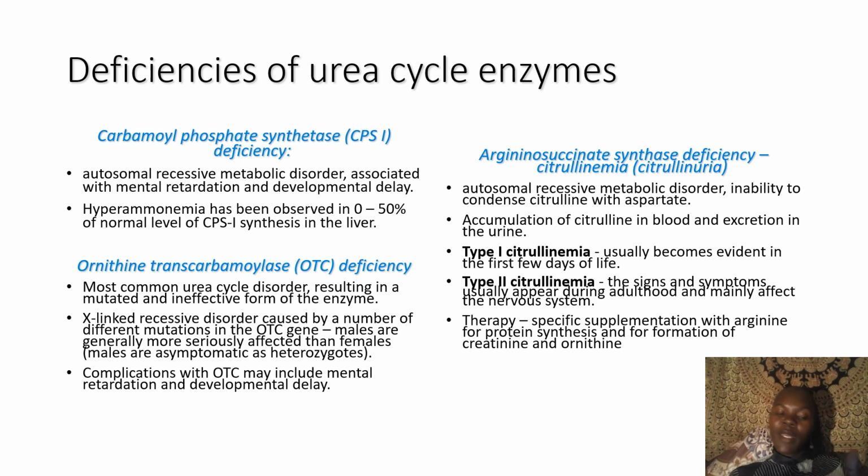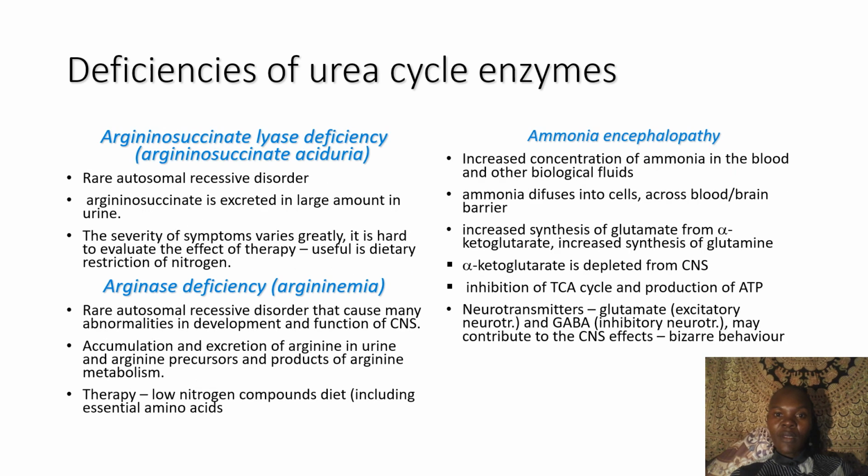Argininosuccinate synthase. That is the point where the citrulline condenses with aspartate, showing the importance of amino acids as well. It was leading to formation of argininosuccinate. So if that enzyme is defective, it means inability of citrulline to condense with aspartate. Then there will be accumulation of citrulline in blood and excretion in urine. So these are two types of citrullinemia as a result of that enzyme being defective.